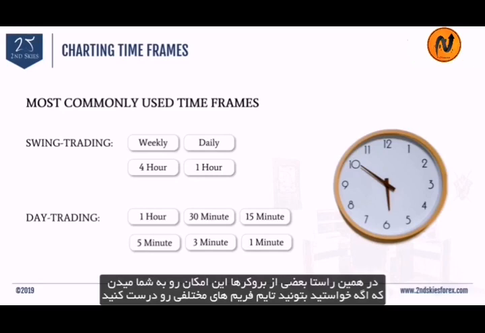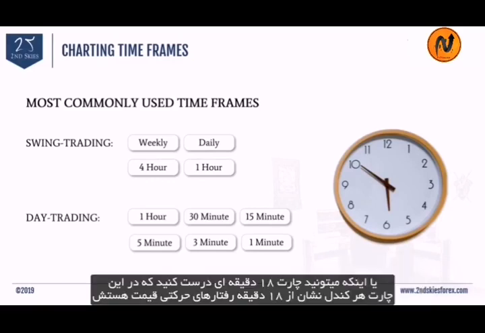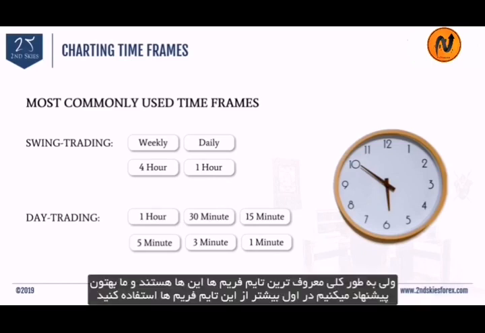Now, on top of these time frames, many brokers offer individually adjustable time frames, which means you can create custom time frames if you so want to. Meaning that you could have a 7-hour chart, where each candlestick on the chart would be made up of 7 hours of price action. Or you could have an 18-minute time frame where each candle on the chart would be made up of 18 minutes of price action. But overall, the most commonly used time frames, and which we recommend you start out with, are these time frames shown on the screen.